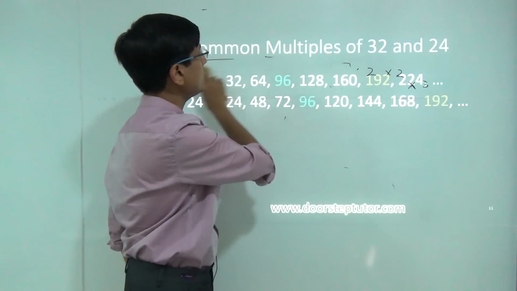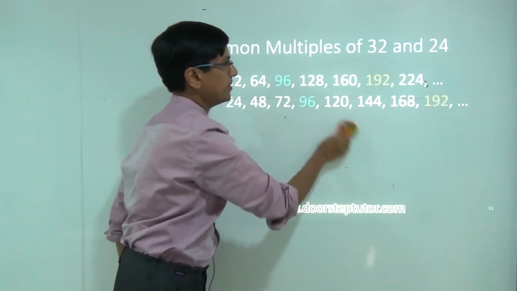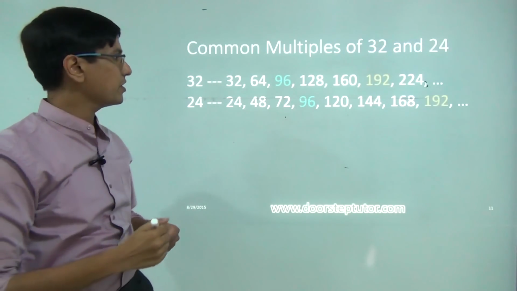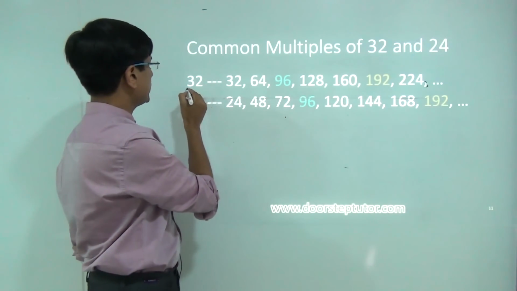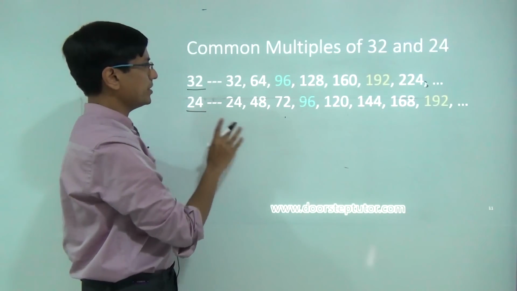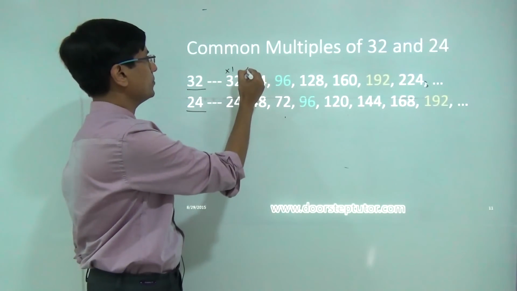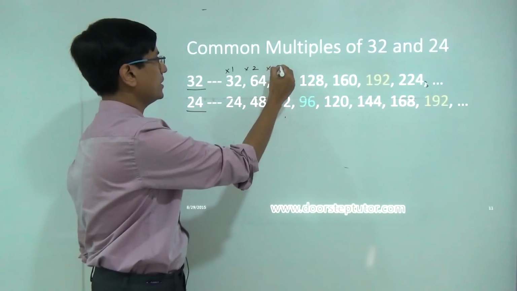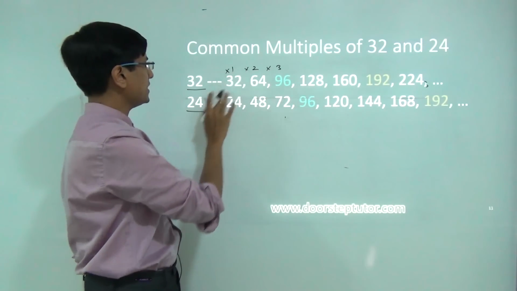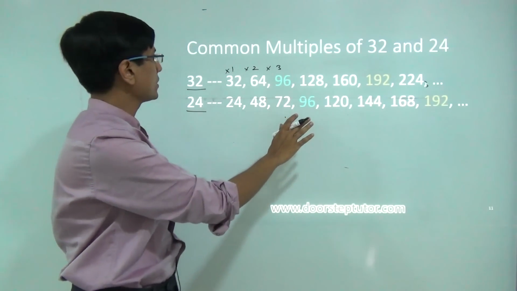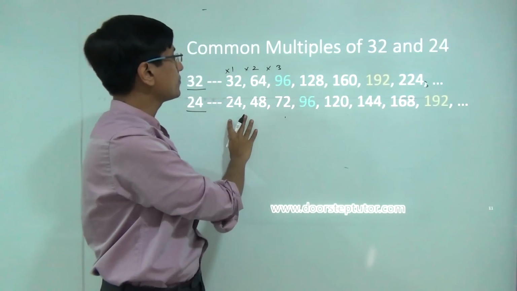Now let's move on to the multiples. Again, let's take 32 and 24 because we have been working with those. I am listing all the multiples of 32 and the multiples of 24. So 32 into 1 is 32, 32 into 2 is 64, 32 into 3 is 96, and so on and so forth. Similarly, I have done the same exercise for 24. These are multiples of 32, these are multiples of 24.